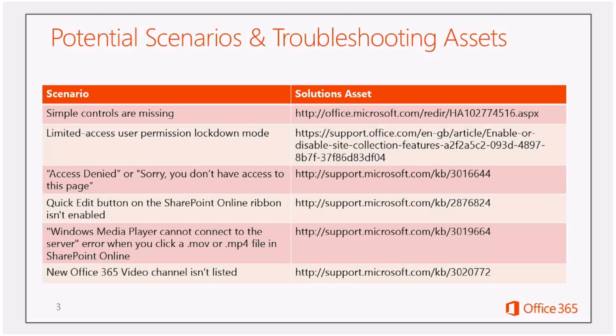Or maybe you're working with video files such as MOV or MP4s, and you're getting this messaging saying Windows Media Player cannot connect to the server. How do we address that issue? Something that is new to Office 365, hopefully you've had a chance to play with that, is video. For those of you who have played around with that a bit and created channels and uploaded videos, you're concerned that after you created that channel, you couldn't find it on the channels page. Where did that go, and when do you expect to see that again?